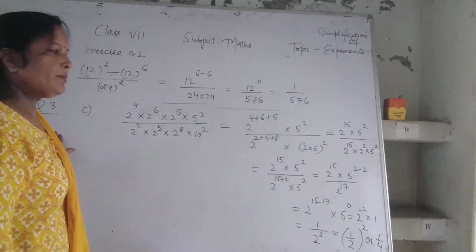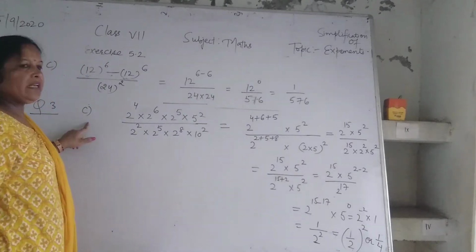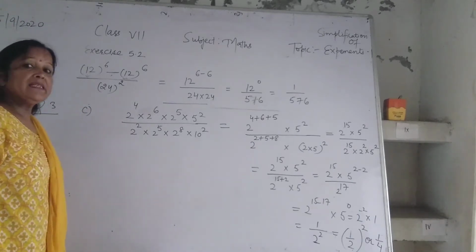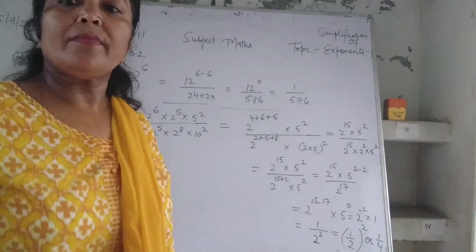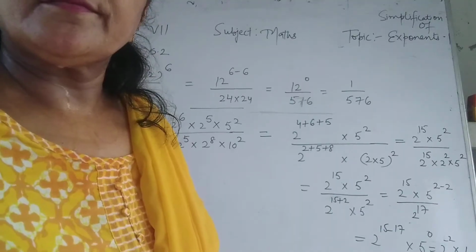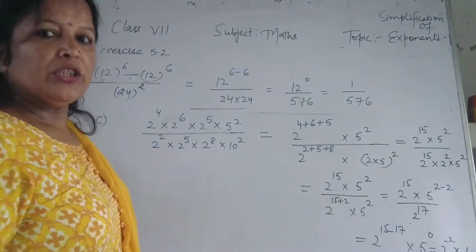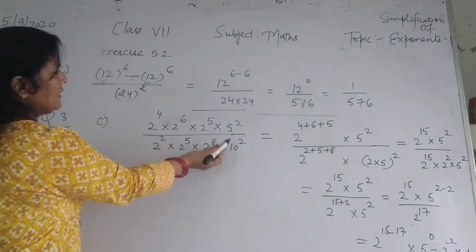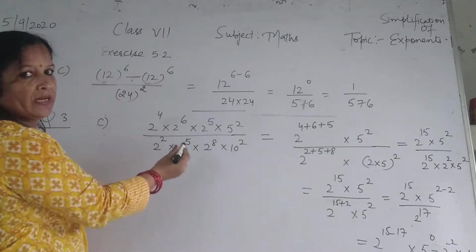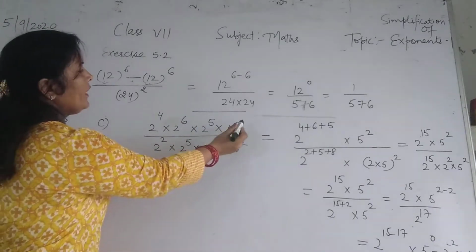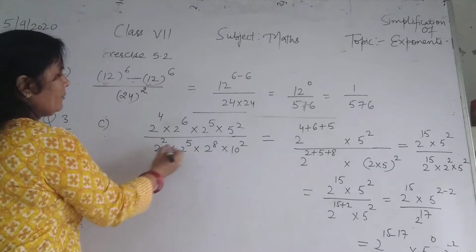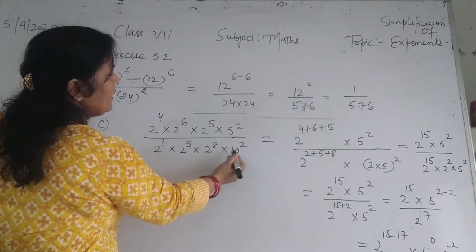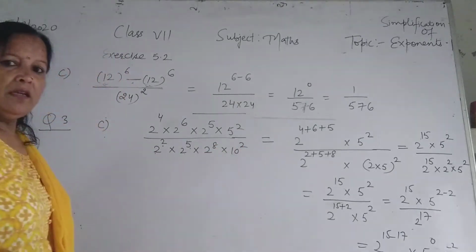Next question is question number 3, C part. Here the question is like this: 2 raised to power 4 into 2 raised to power 6 into 2 raised to power 5 into 5 raised to power 2, divided by 2 raised to power 2 into 2 raised to power 5 into 2 raised to power 8 into 10 raised to power 2.